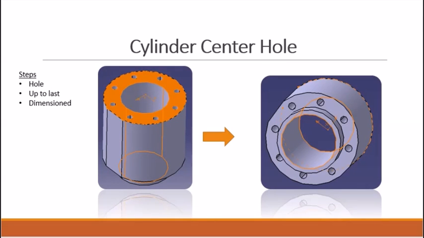The next feature was a very simple feature, the cylinder center hole. We used the hole command to initiate this feature, and one tip and trick that we used was to click the outside circumference of the top of the cylinder and the surface that the hole was going to be on. And what that does is it makes the hole position concentric with that circle. That way you don't have to use a positioning sketch.